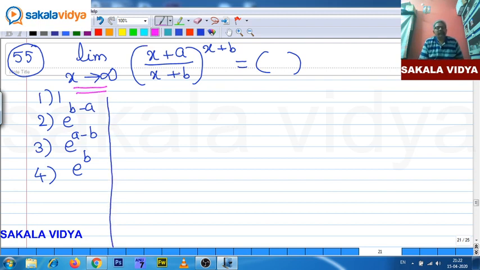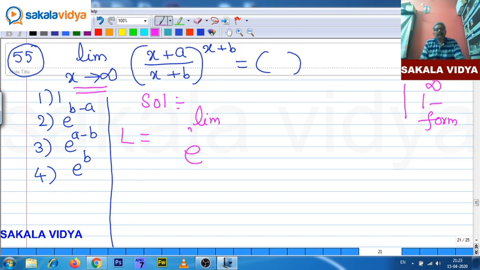Limit x extends to infinity, (x plus a by x plus b) whole to the power of (x plus b). See, if you apply the limit, the limit of this function is the coefficient of x in the numerator by the coefficient of x, that is 1 by 1, which is 1. x extends to infinity, infinity plus b is infinity. So, this is in the form of 1 to the power of infinity form. So, we can do it like this now. The required limit is equal to e to the power of limit x approaches to infinity.